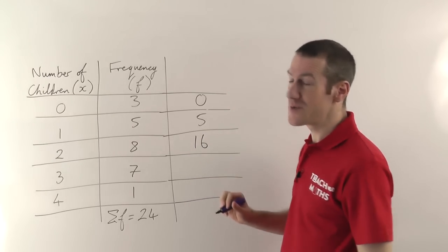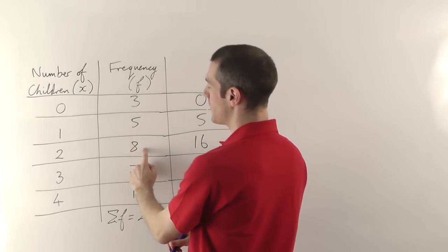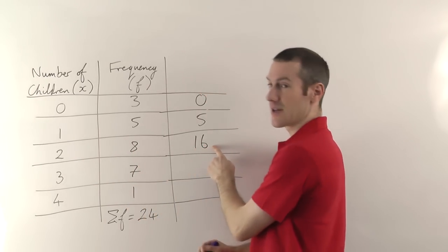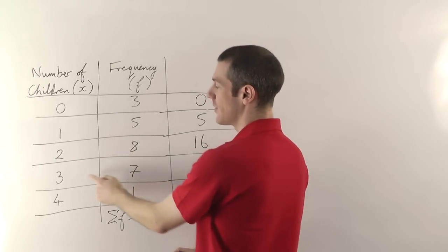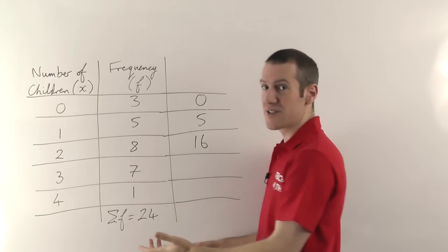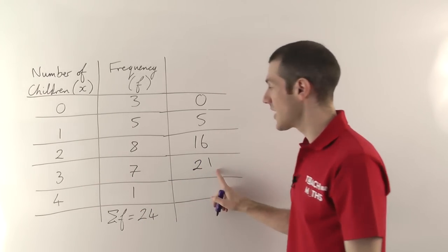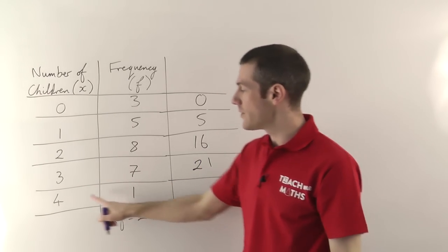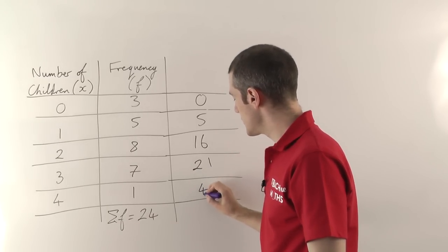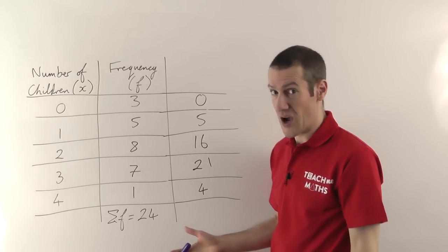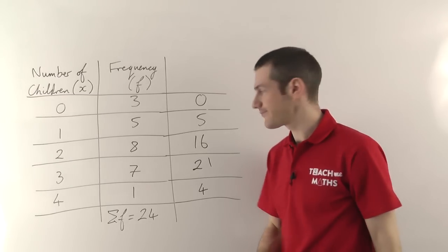And you've probably spotted by now that you can actually just multiply these two numbers together to get this. If there are 7 threes in the list, then 7 threes are 21. So when you add up all the threes, you're going to get 21. There's 1 four in the list. So when you add up all the fours, the only 4, you're going to get 4.